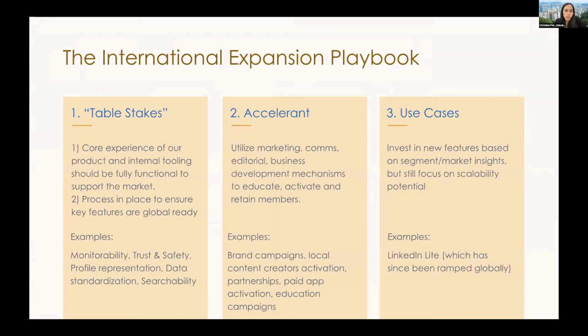Make sure that number one, you have your table stakes. This means that you really need to have your foundations right. Once we have the table stakes right, then the second part is what we call accelerants, right?